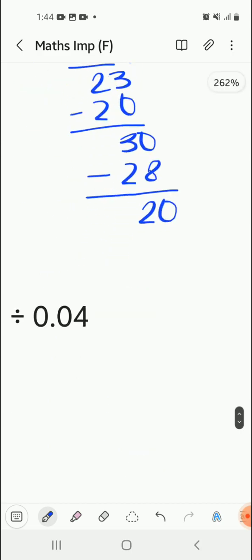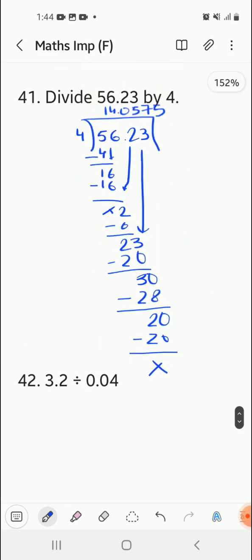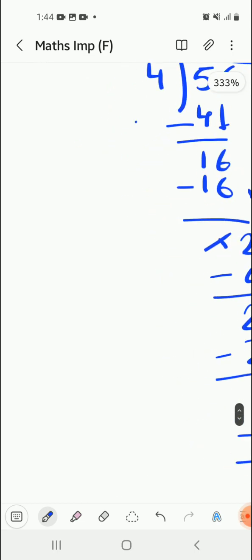4 into 5 20. See, right now it's matched. There is no remainder remaining. So 14.0575 is my answer.